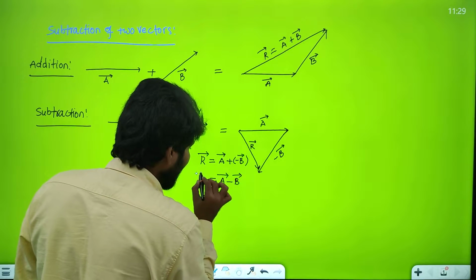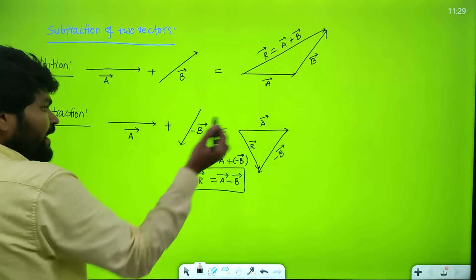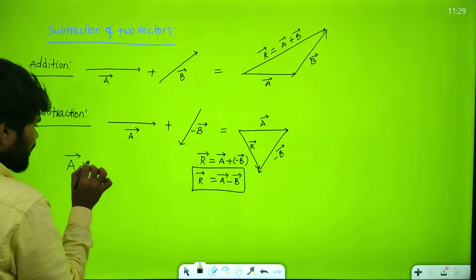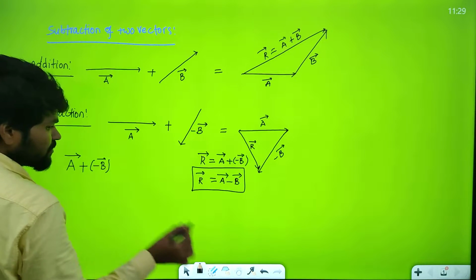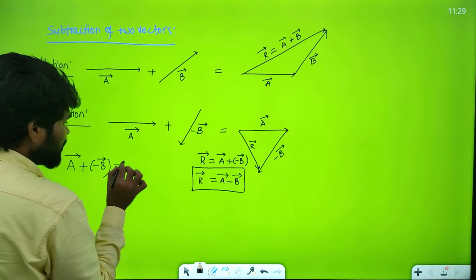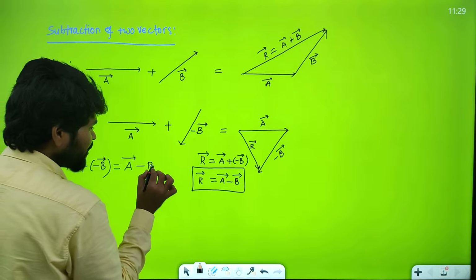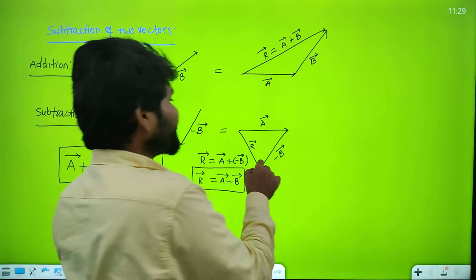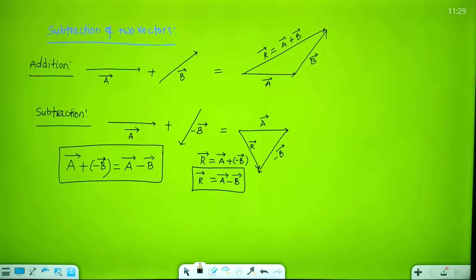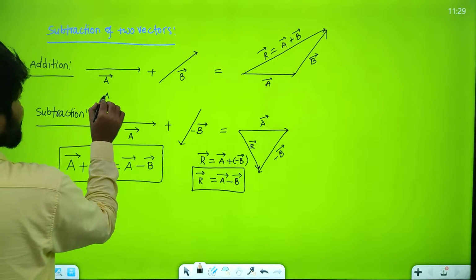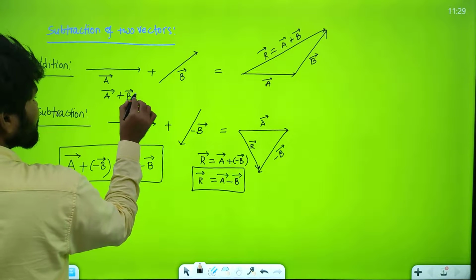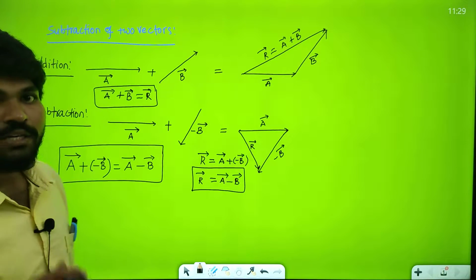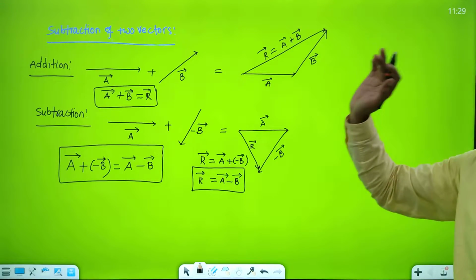See here, this is the subtraction of two vectors concept. Now come to this equation: vector A, addition of minus B vector, equals vector A minus vector B. This is the formula for the subtraction of two vectors, and this is the graphical method of the subtraction of two vectors. And this is the formula of the addition of two vectors, and this is the graphical method of the addition of two vectors.